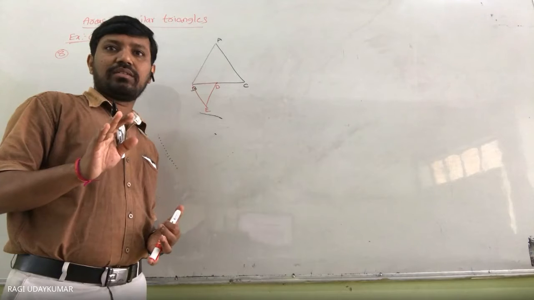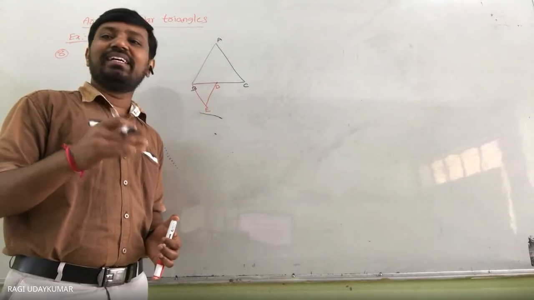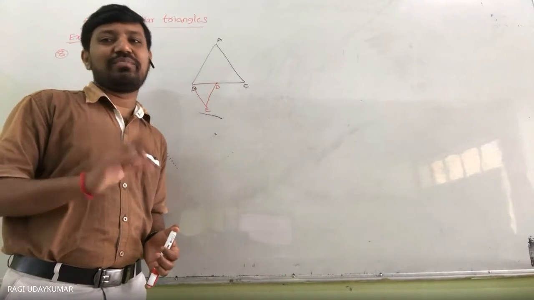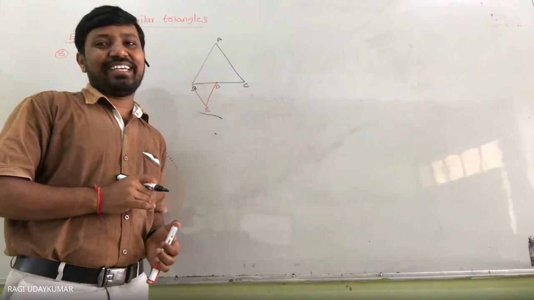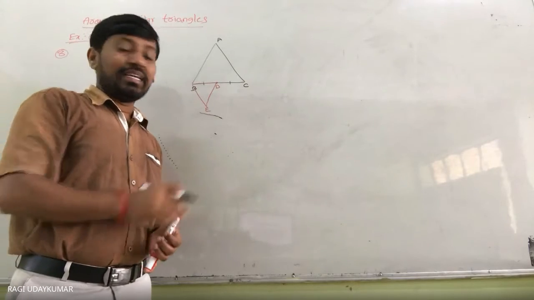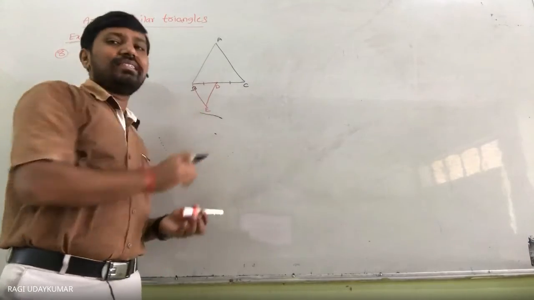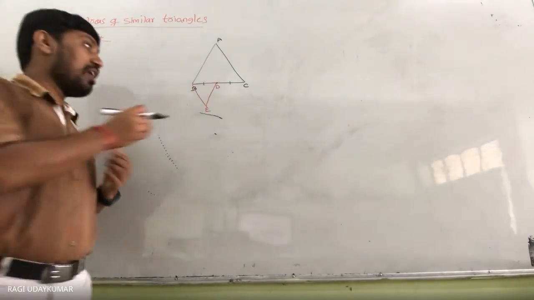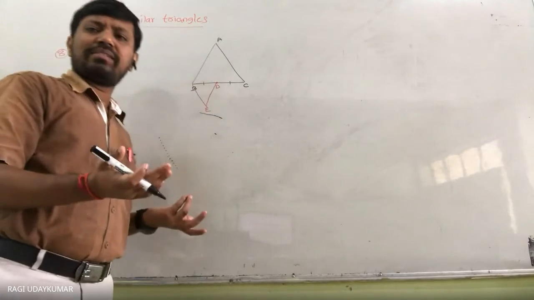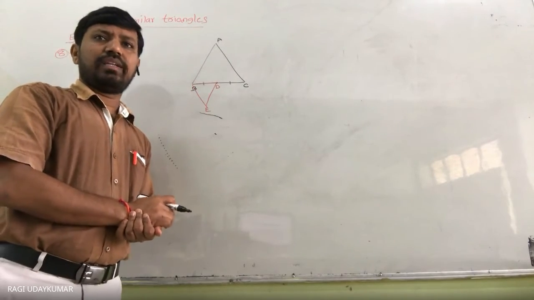Sir, in the question it's given that D is the midpoint of BC. Yes, D is the midpoint of BC. But where the point E is, it is not mentioned. I'm not saying that D is not the midpoint. We are discussing point E, whether it is here or here. Wherever you take it, it is fine.